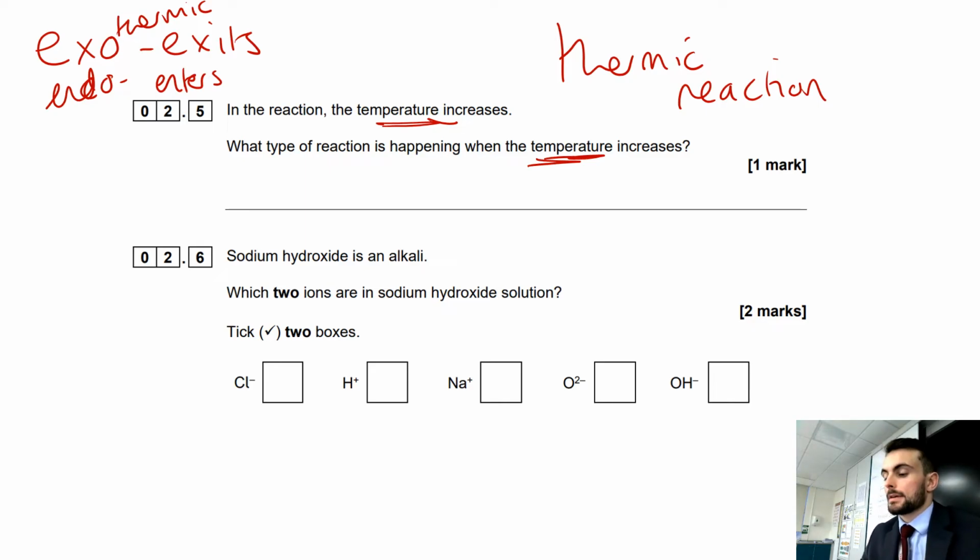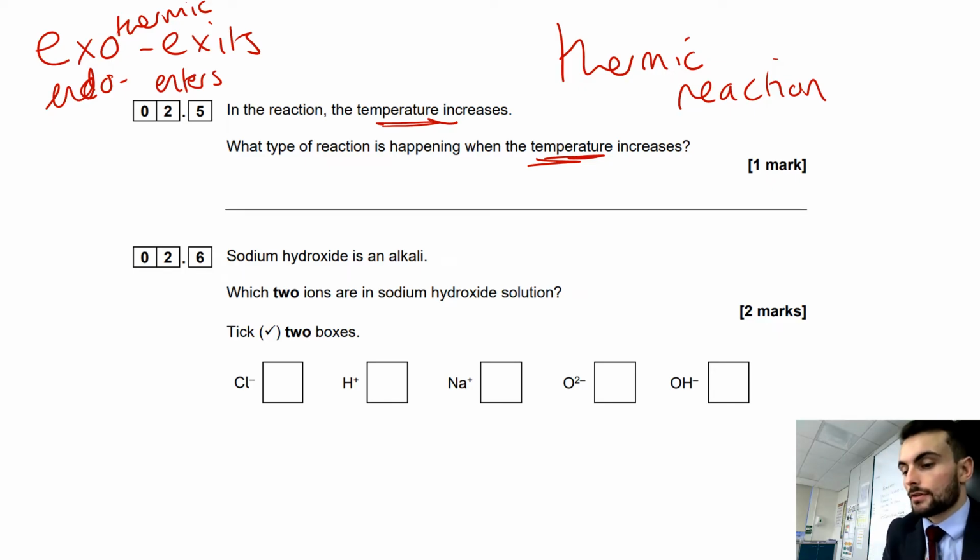Well, if heat is being given out to the surroundings and leaving the reaction, then that is the one where heat is exiting the reaction. So for this one, it is exothermic. We know that as well because endothermic is the one where heat enters, it is absorbed by the reaction, so you would feel it as cold. So the temperature would decrease. So for this one, it's increasing, it's exothermic.